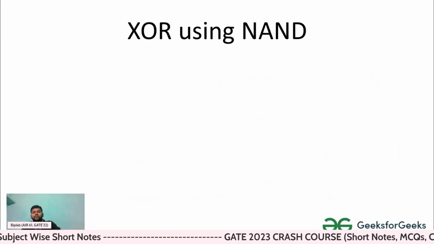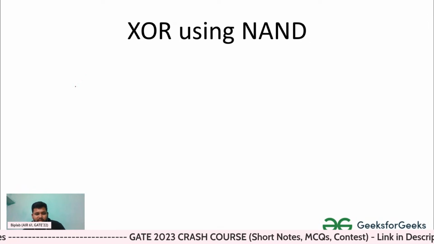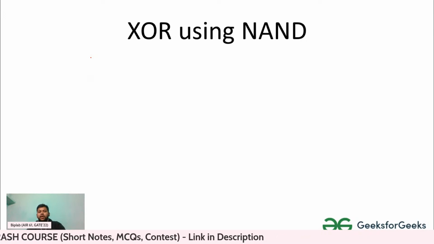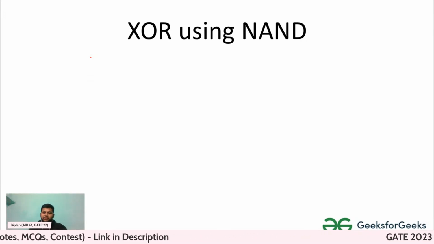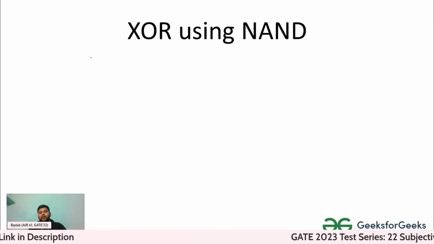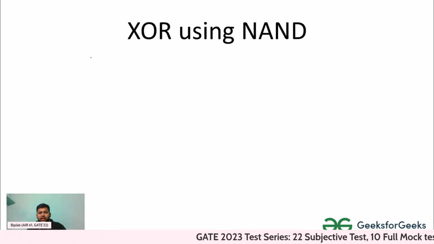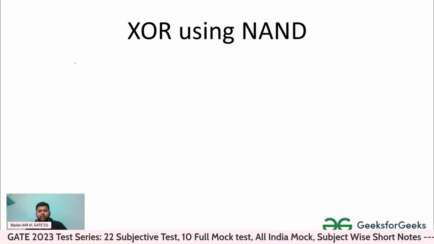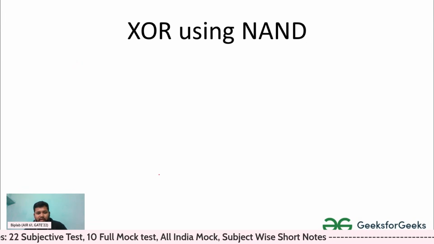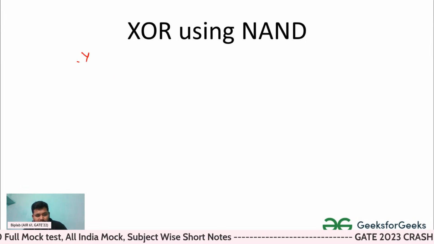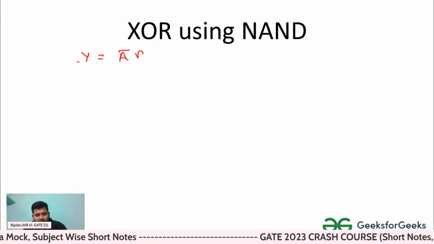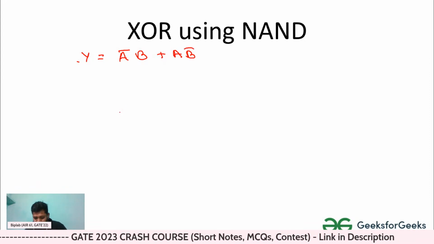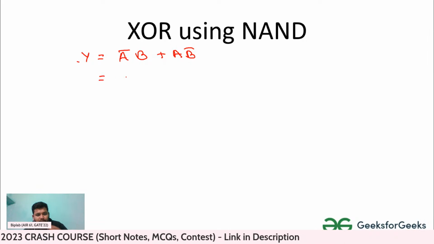This type of question is very common for the GATE exam. You will be given an expression, and you may be asked to build it using NAND gates, and they will ask how many minimum number of NAND gates are required. So let's say we are building an XOR gate using NAND gates. We note the expression for XOR, that is A bar B plus A B bar.